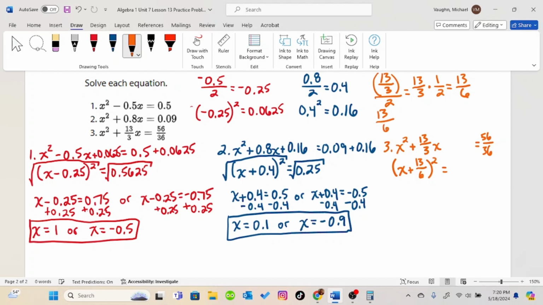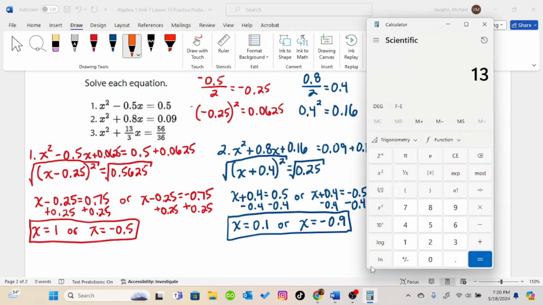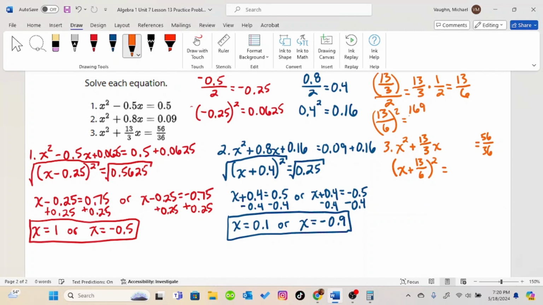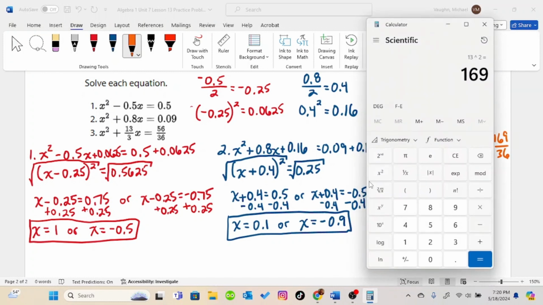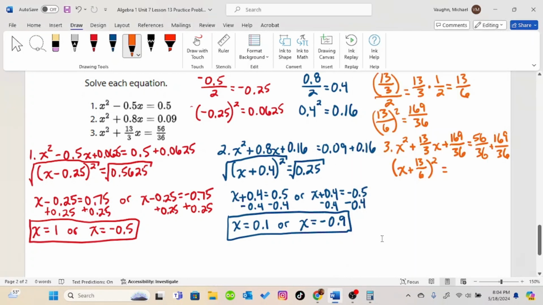Now we're going to take the 13 over 6 and we're going to square it. 13 squared is 169, so this becomes 169 over 36. That's what we're going to add to both sides. Now we'll move this over to have a little bit of space. So now we add the 169 over 36 to both sides, and this becomes 56 plus 169 is 225.